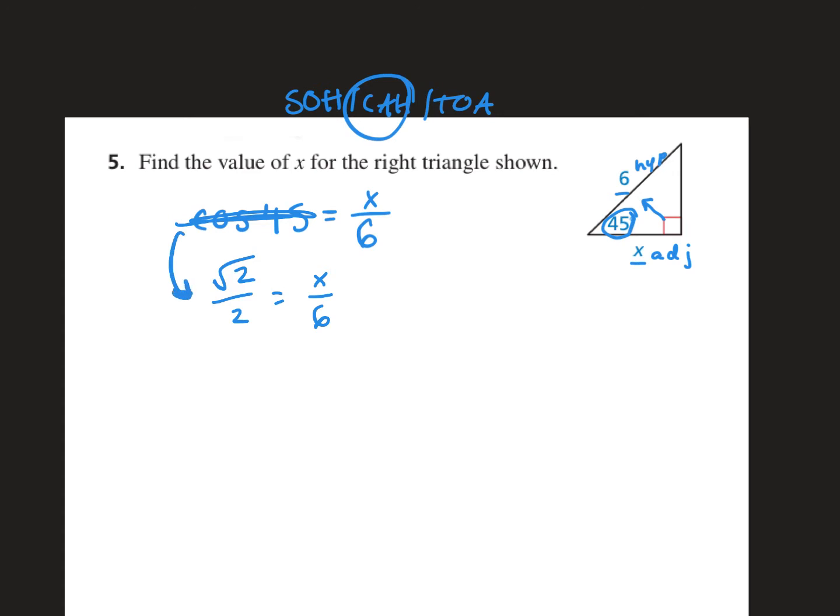Now again, I have a fraction is equal to a fraction, so I can cross multiply. So I have 6 square root 2 is equal to 2x. I'm solving for x, so I'm going to divide both sides by 2. 6 divided by 2 is 3. So 3 square root 2 is equal to x.